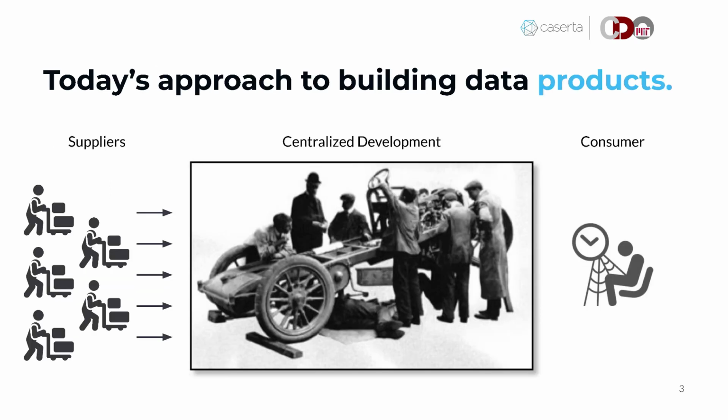I found this old picture of centralized development. This is a picture before Henry Ford introduced the assembly line to the car manufacturing business. The way it used to work is, suppliers would bring all of the materials needed to make a car. Everybody would rally around the car and start putting the parts on all at the same time, all in the same place. And the consumer was on a big, long wait list, falling asleep, waiting for their car order.